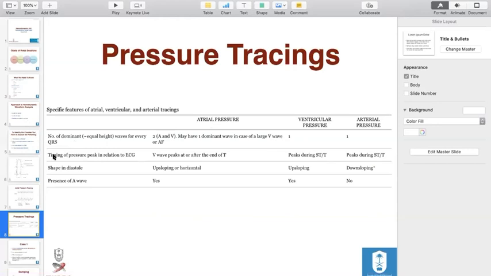So that's number one. Number two, the timing. We said the peak of the ventricular and arterial are within the ST-T segment in the rhythm analysis. Compared to the atrial pressure, the V wave peaks at or after the end of the T wave.